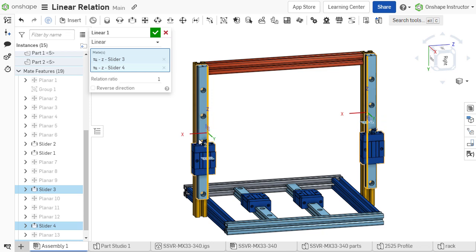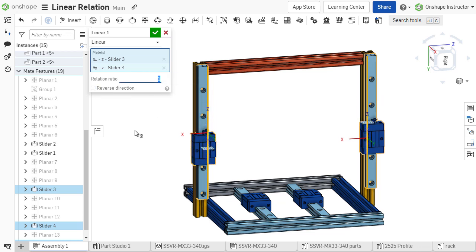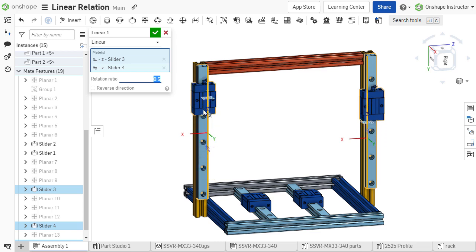The linear relation relates the linear motion between two mates to translate at a constant ratio. As the first mate moves linearly in one direction, the other mate is also moved linearly in one direction.